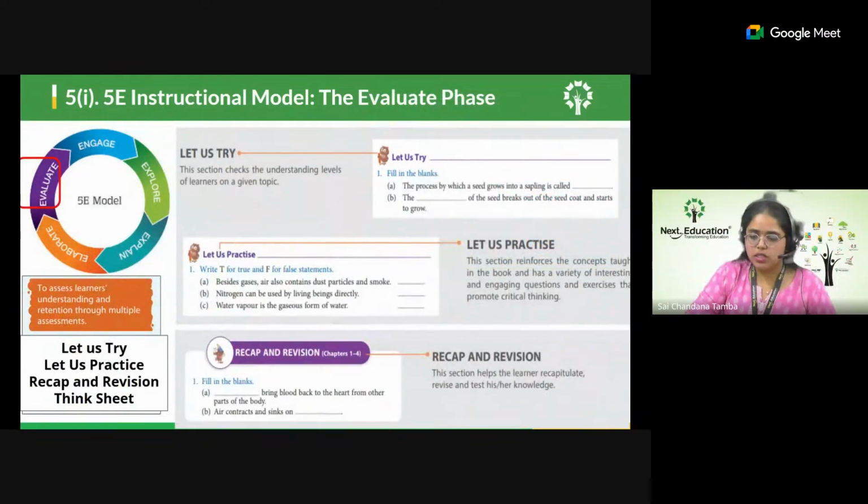And finally comes the evaluate. After you teach a particular concept, it is very important for the teachers to evaluate whether the students have understood it or not. So for every concept or every sub concept, we have given a set of questions, that is, Let Us Try. And also at the end of the chapter, you have certain exercises for the complete evaluation of that particular chapter. So this is how the 5E instructional model is followed in our books.